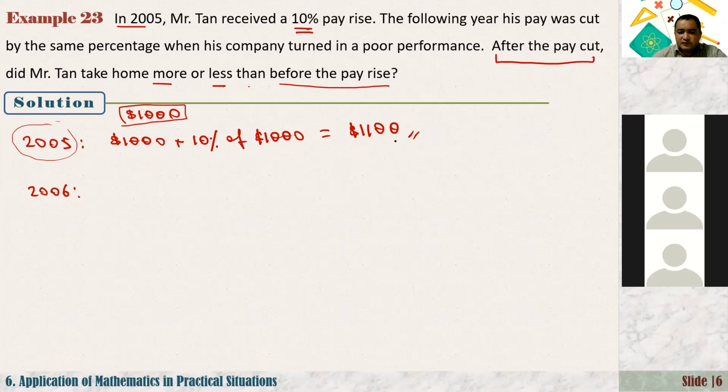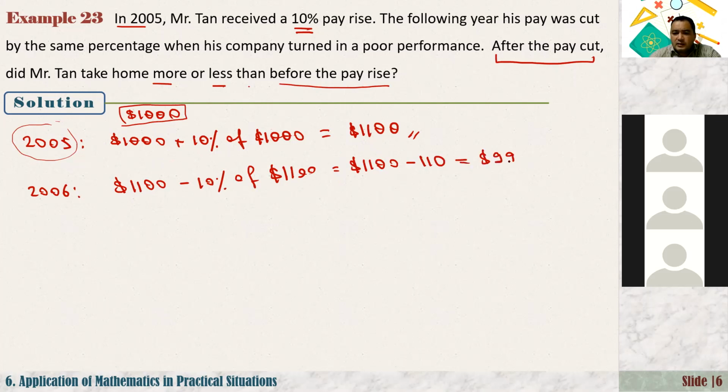So now in 2005, his salary was 1,100. Now again, they actually cut 10%. 1100 minus 10% of 1100, what is it? 110, which is equal to $990, right? So that means originally his salary was $1,000, and now he is taking home how much? $990.